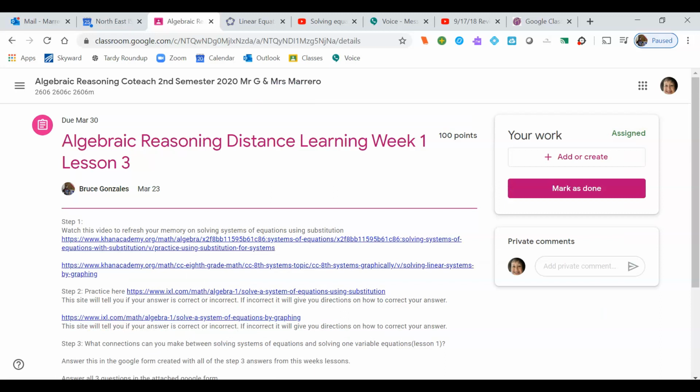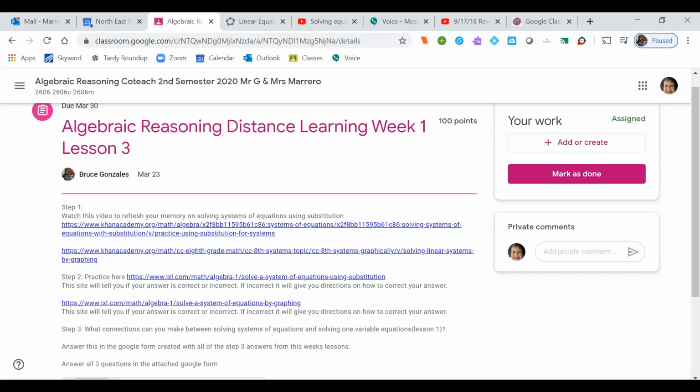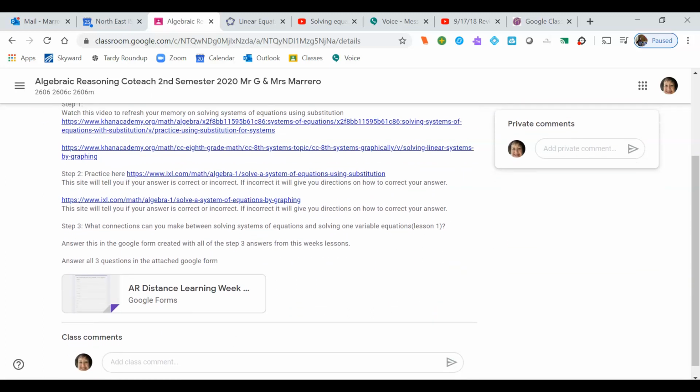Okay, so you can see at the top here, algebraic reasoning, distance learning, week 1, lesson 3, right? Now, in week 1, lesson 1, it said go to lesson 3, right? So does everyone see right here? Okay, it says AR distance learning week 1.